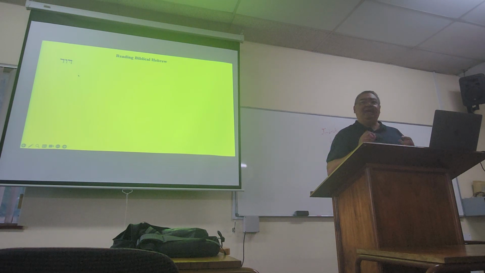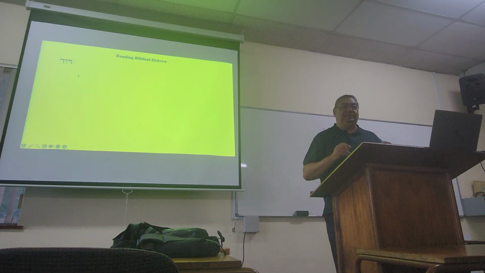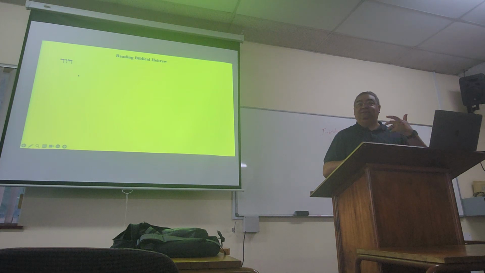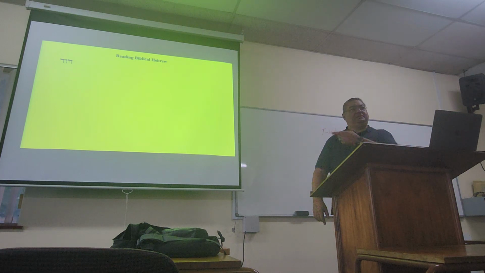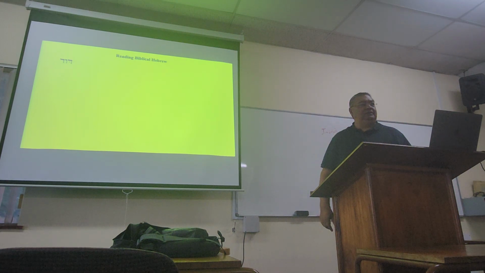Now try and say that by just saying the consonants. The sound that the dalet makes is d, the sound that the vav makes is v, and the sound that the dalet makes is d. Now try and say that together. David. What does it sound like? David. That's David's name in Hebrew, consonantally.